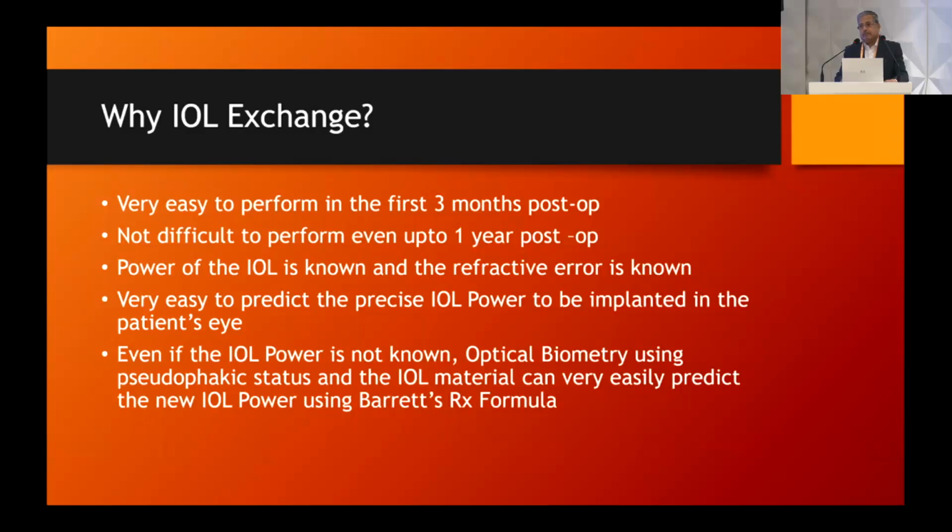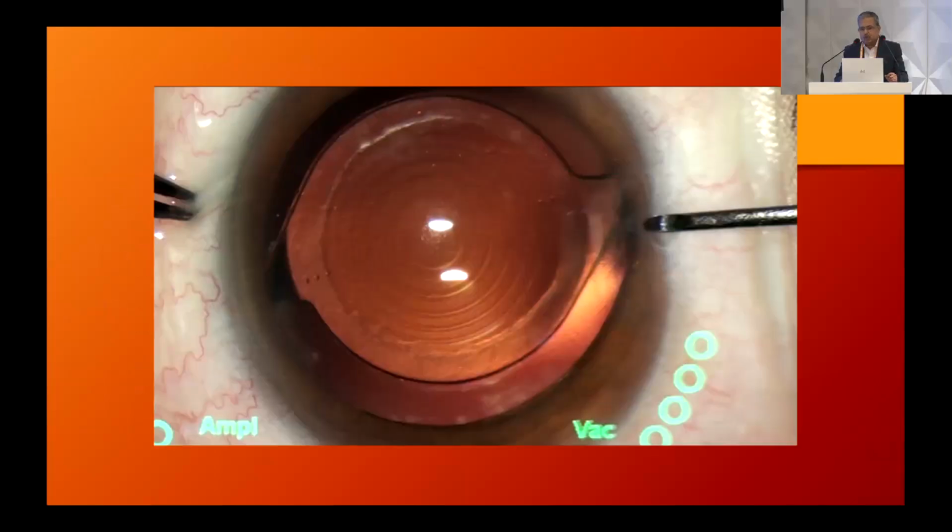And even if the patient has been operated by someone else and the IOL power is not known, in modern technology using optical biometry and substituting the lens status as pseudophakic, it is very easy, and if you know the material of the lens, you can recognize it on the slit lamp. It's very easy to predict the power of the IOL that has to be put in the eye. The main thing that has always been touted against lens exchange is that it is very difficult to perform. I wish to show you with a small video that it's not very difficult.